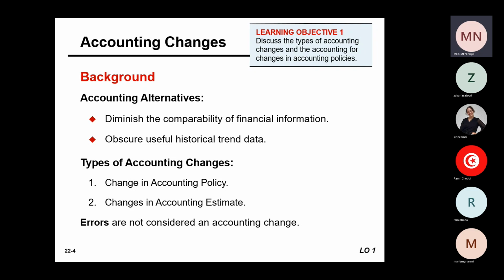When you are, for example, providing your inventories based on FIFO, then you change to the average cost. Or when you are accounting for revenues on percentage of completion, then you switch to the cost recovery. So you are actually what? You are not providing that useful historical data consistent over time. And that will lower the comparability of that financial information, etc.